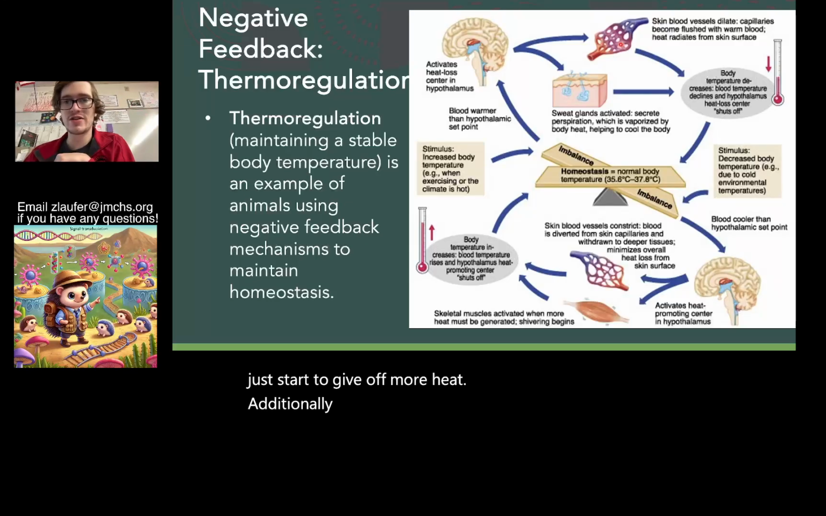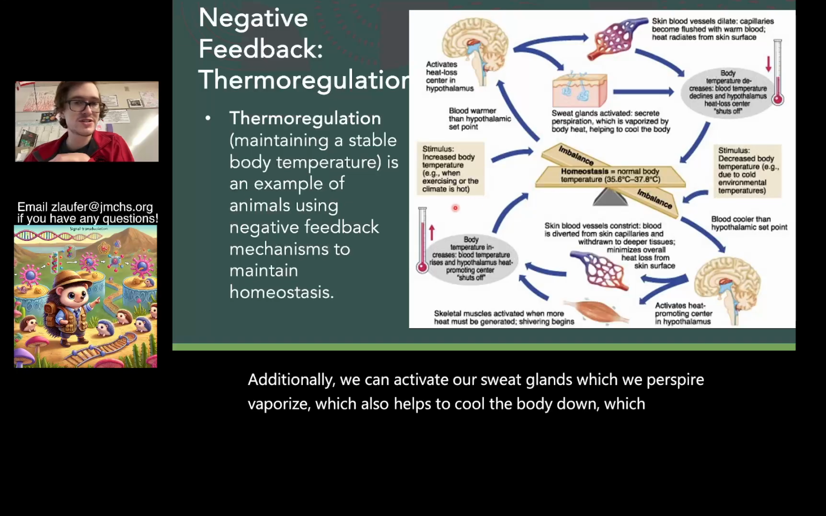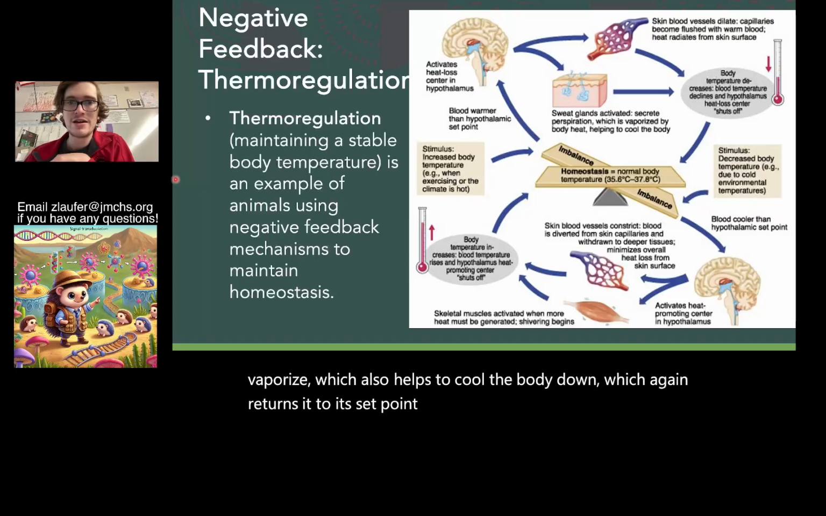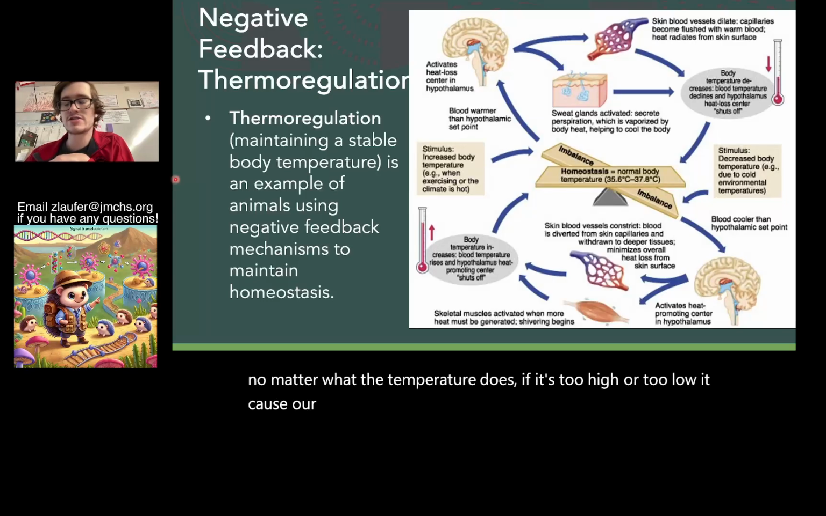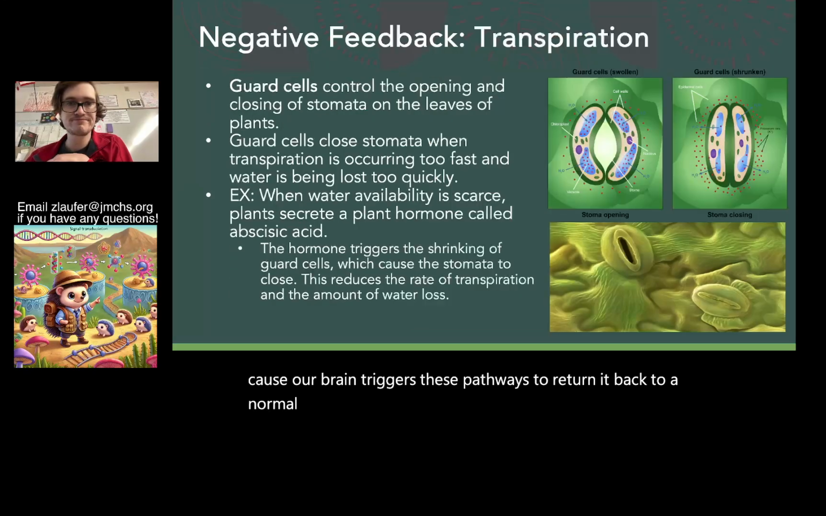Additionally, we can activate our sweat glands, which perspire and vaporize, which also helps to cool the body down, which again returns it to its set point temperature. So, negative feedback loop, no matter what the temperature does, if it's too high or too low, our brain triggers these pathways to return it back to a normal temperature.